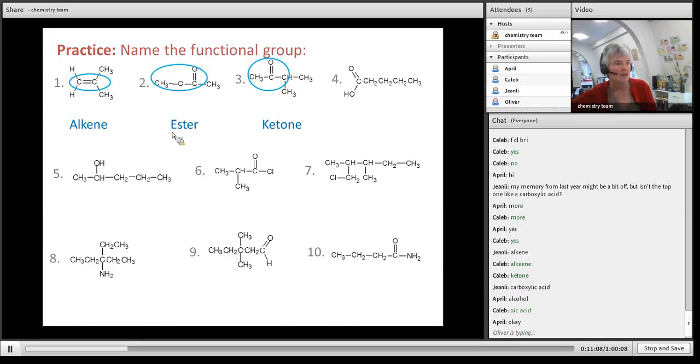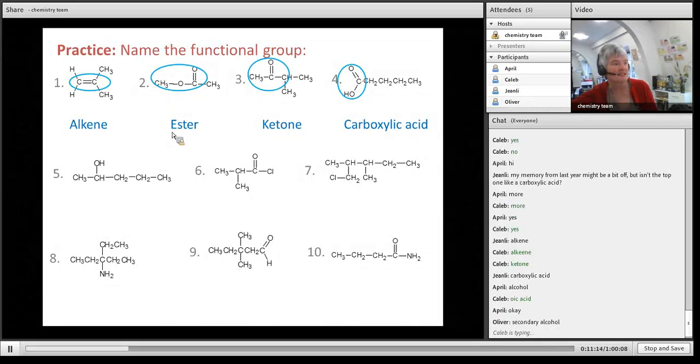Okay. Right. What about the fifth one? And now you can see the difference actually, April. If you look at the fourth one and the fifth one. Right, it's an alcohol, and well done, Oliver, secondary alcohol. We'll get into that later on, but you did learn that at level 2. What about the sixth one?